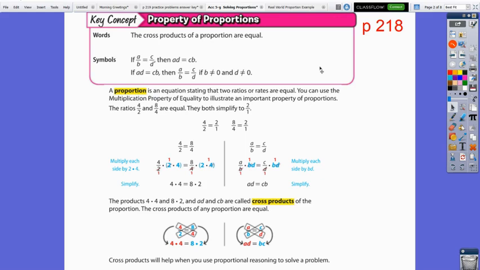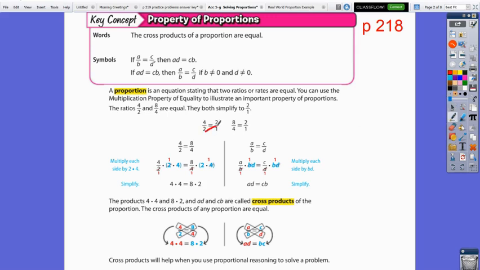So the key to solving a proportion, and again, a proportion is, like you see up here, A over B equals C over D, two fractions or two ratios that are equal to each other, is to use cross products. If you cross multiply in a proportion, the cross products are equal. That's the numerator of one times the denominator of the other side. Sometimes called the butterfly method.